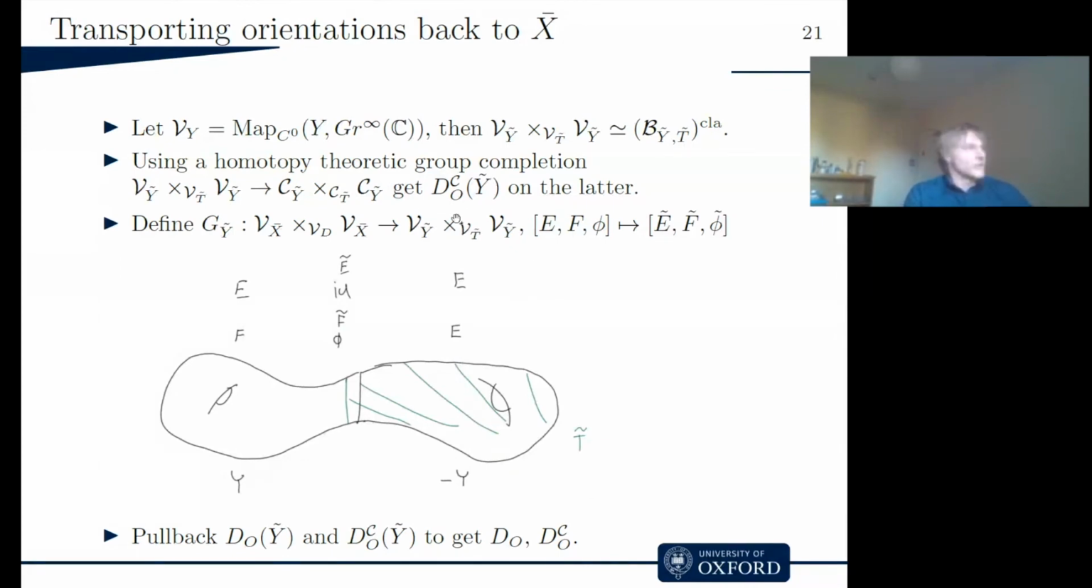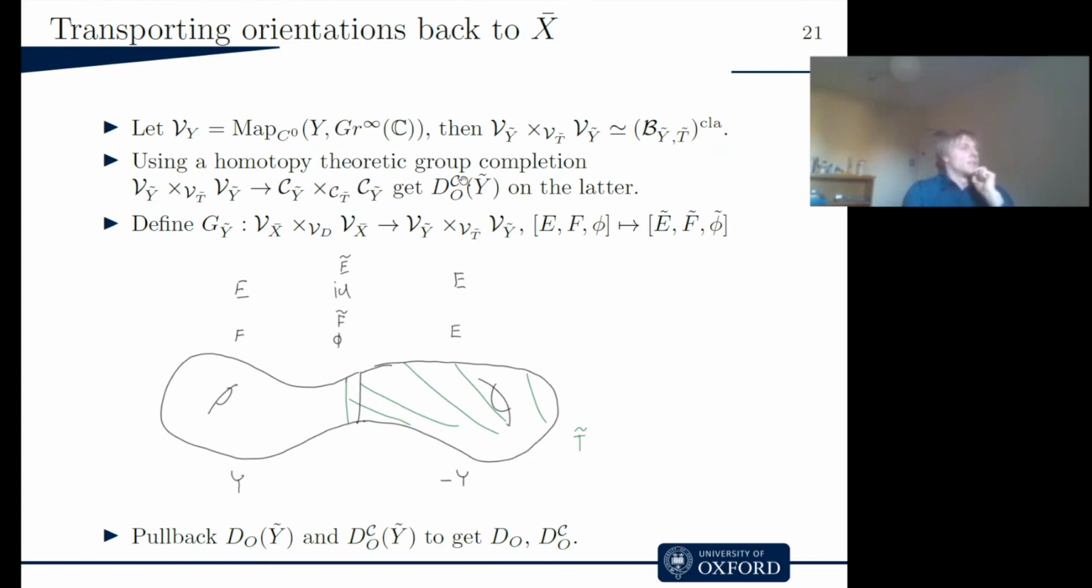So let me just say how this actually relates to anything that I was doing, because right now I just constructed this orientation on Y tilde, which is a completely different space that I don't really care about, but it gives me exactly what I want. So using this notation, V_Y, meaning the space of continuous complex vector bundles, we have the fact that the stack constructed on the previous page can be shown to be homotopy equivalent to this fiber product of these spaces of vector bundles.